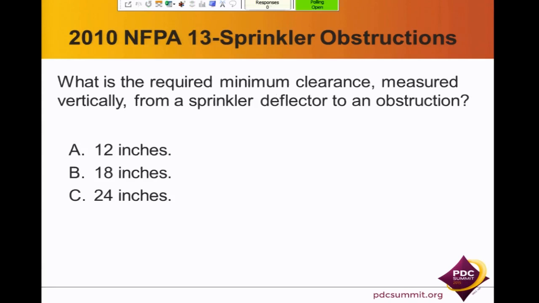All right, NFPA 13. What is the required minimum clearance measured vertically from a sprinkler deflector to an obstruction?